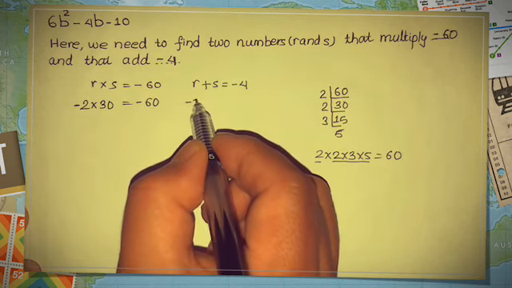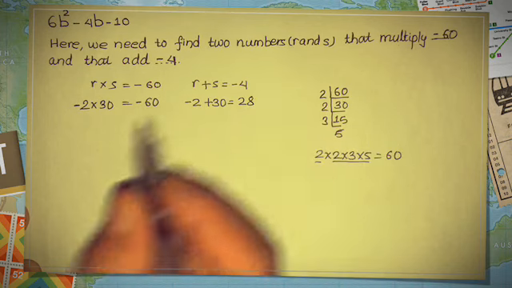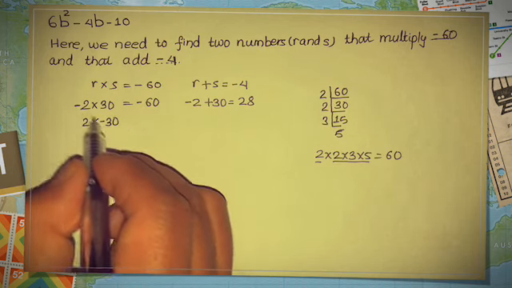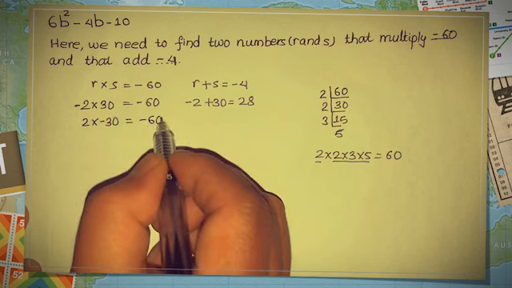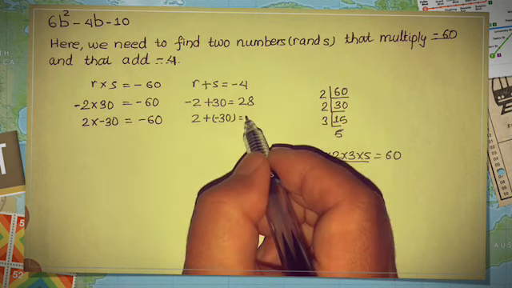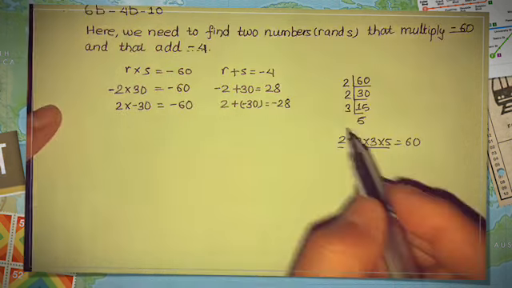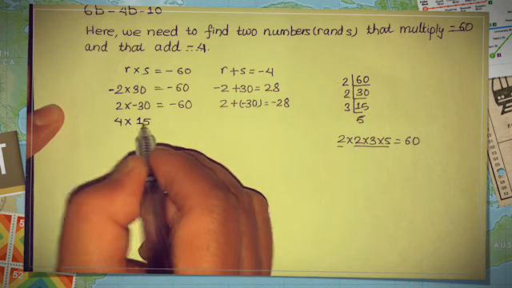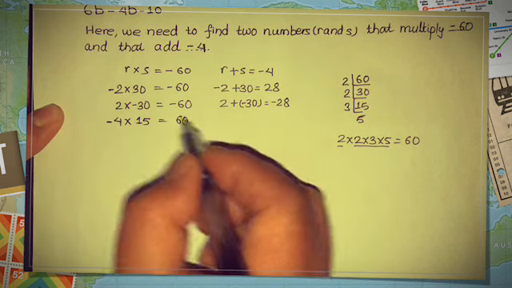Now let's check their sum, that is 28. Then 2 × −30: from the same numbers, we have to make two conditions, one where the first is negative, another where the second is negative. So it is −60, and the sum becomes −28 because the negative is larger. Then 4 and 15: 4 × 15 also gives 60, but to get the negative we have to make one of them negative.